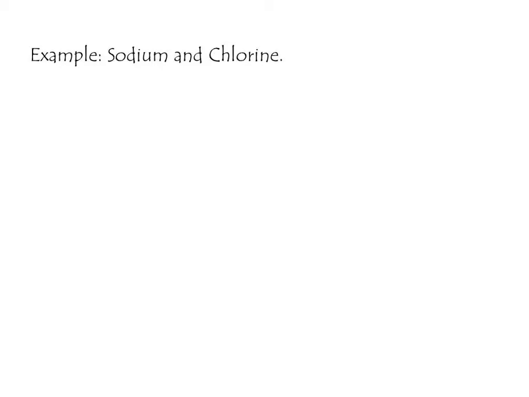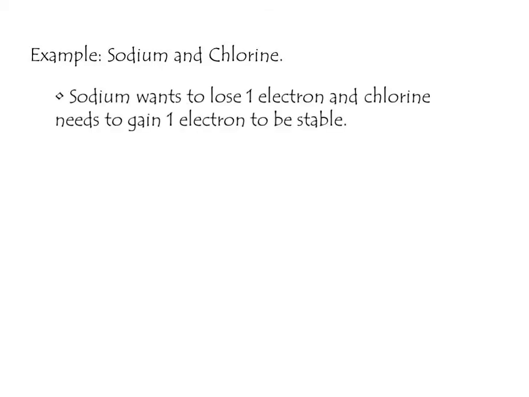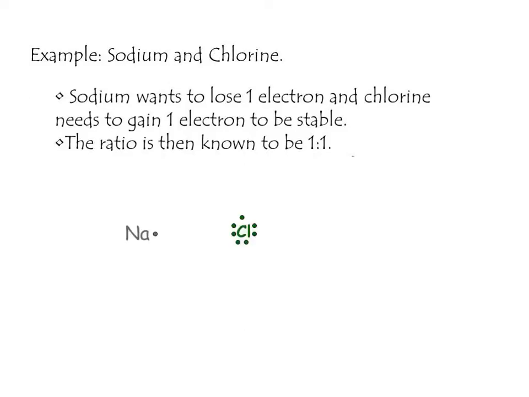If we look at the periodic table, you'll know sodium wants to lose an electron and chlorine needs to gain one electron to be stable. So that means that we have a charge that is a 1-to-1 ratio. If we look at the Lewis structures for sodium and chlorine, you'll notice that sodium has 1 valence electron and chlorine has 7 valence electrons.